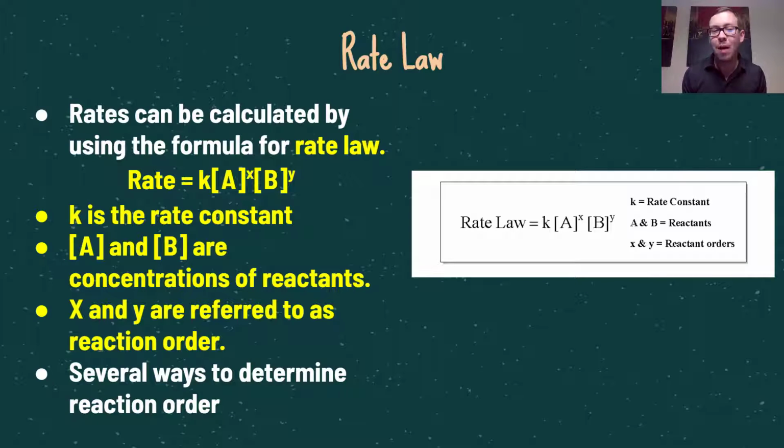Again, K is the rate constant. A and B, which are in brackets, are the concentration of the reactants in molarity, and X and Y are referred to as the reaction order. Now, there are several ways that we can determine the reaction order, and we will talk about how to figure those out in multiple different ways a little bit later on in the video.